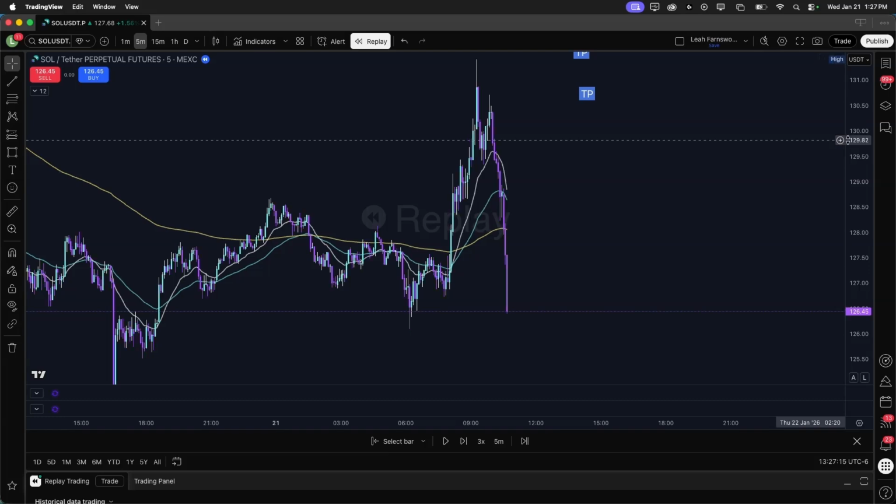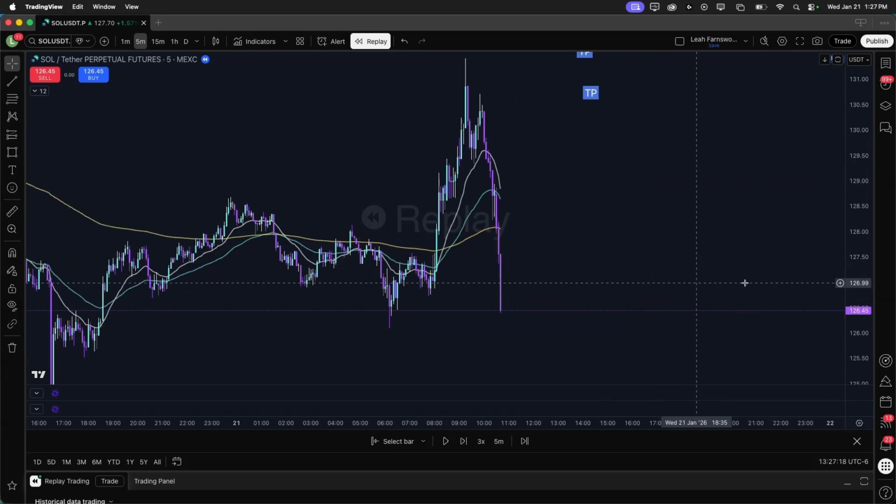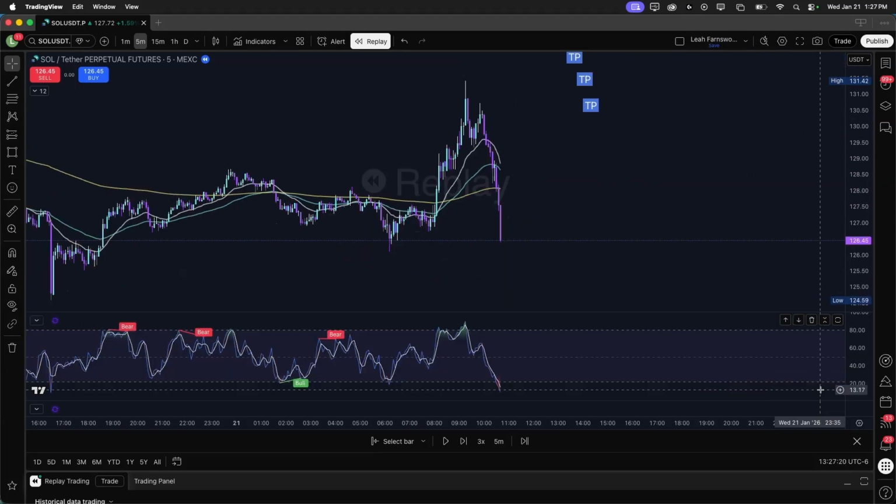Now, what are the other key confluences I look at? One is the RSI, and my lovely RSI here. Now, if I was looking at a long here, I want to be looking at the RSI to see if there's anything to go against my trade, meaning a bearish divergence could be that we're overbought on the 5-minute, right?